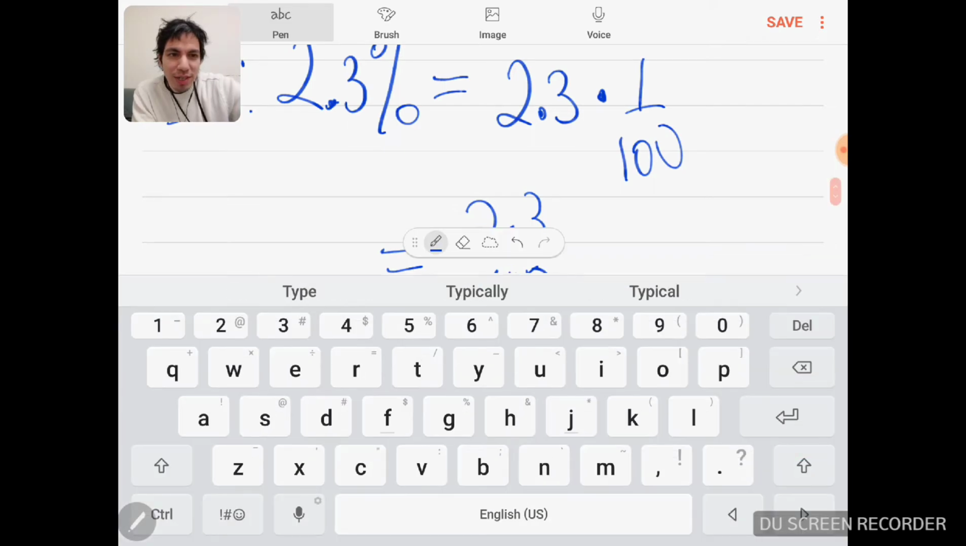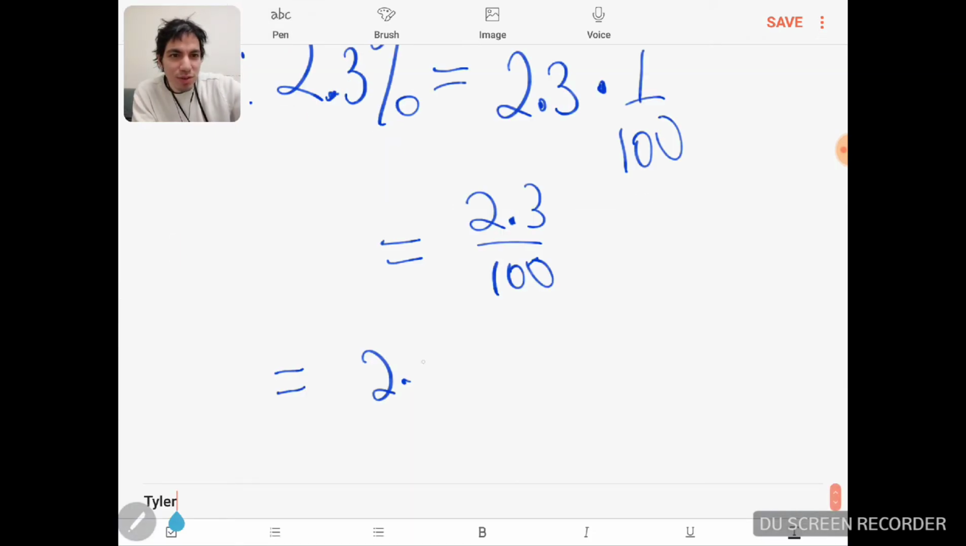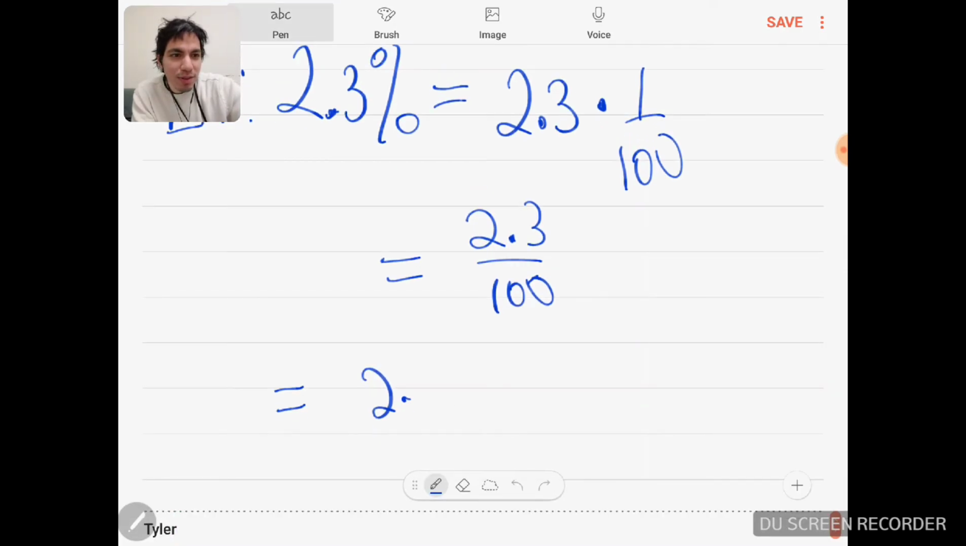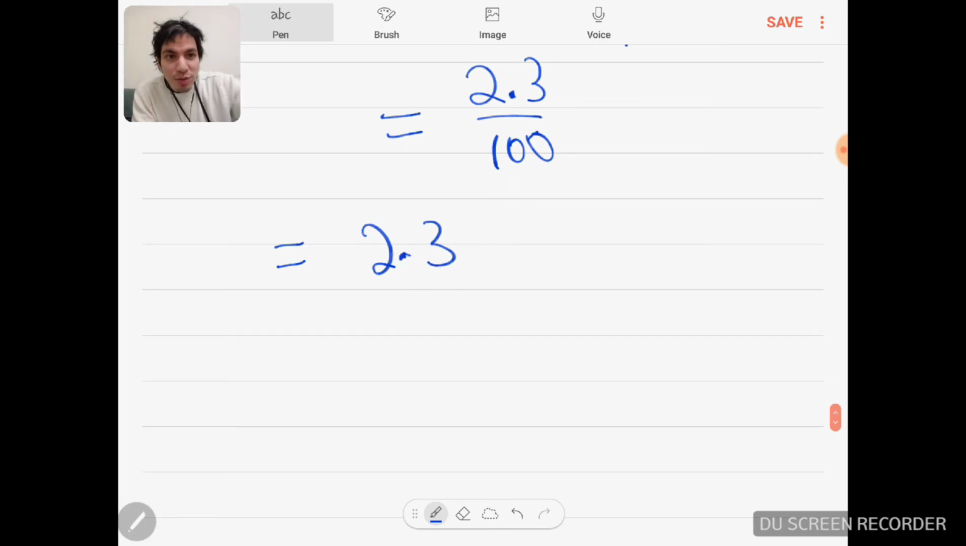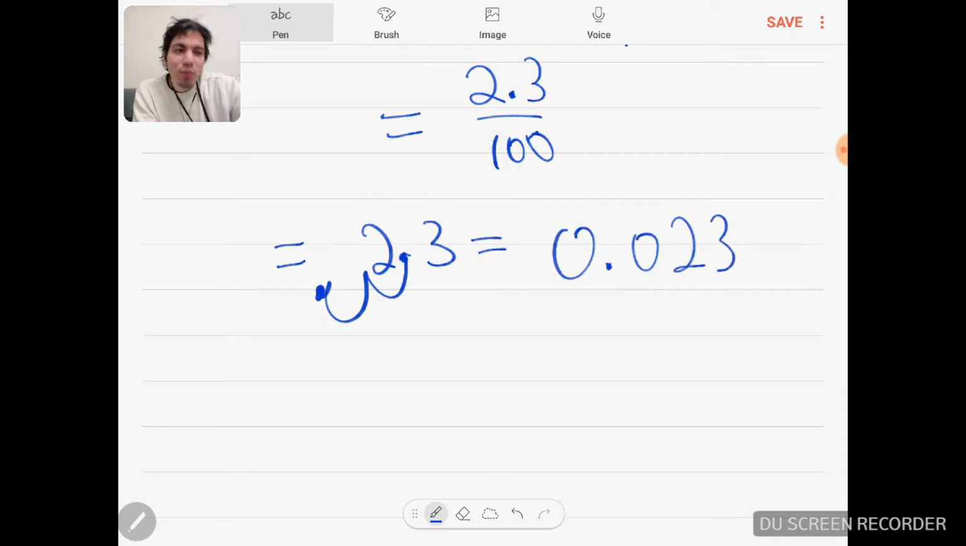Basically 2.3, whoops, sorry about that. Let's go back up, sorry. 2.3, and I'm going to move the decimal point over 1, 2. But you're probably wondering, why am I doing that? Why am I changing this from a fraction to a percent? Wouldn't my answer just be 2.3 over 100? And my answer to that is no, because we need to get a better idea of where the place value is.